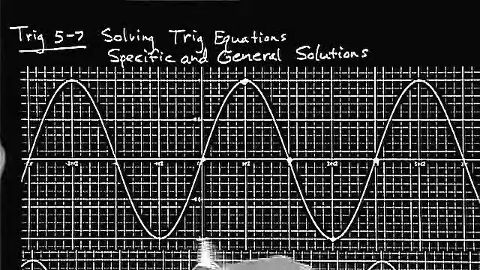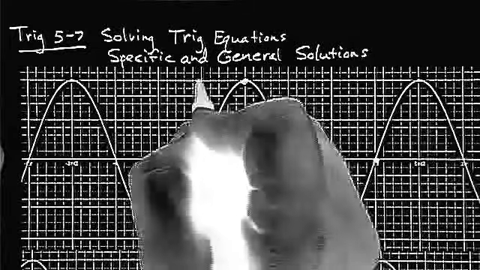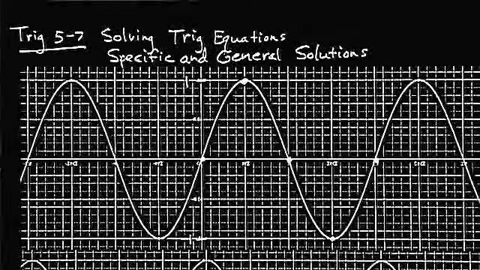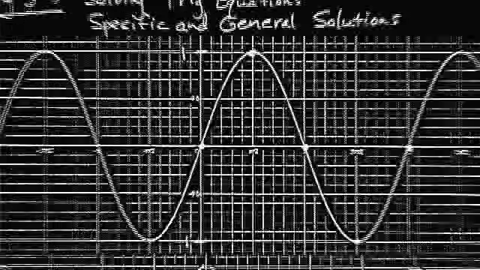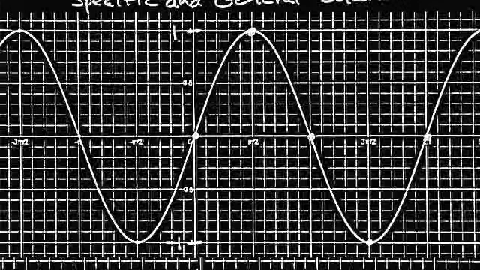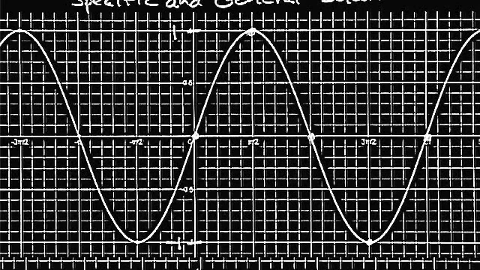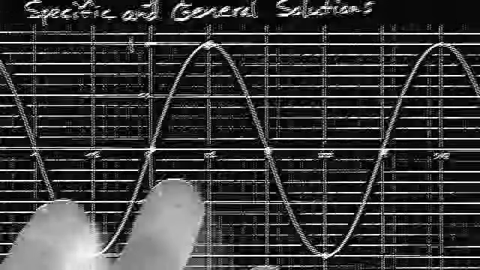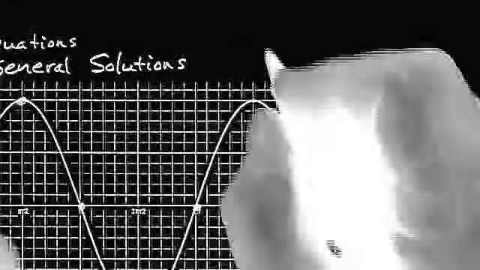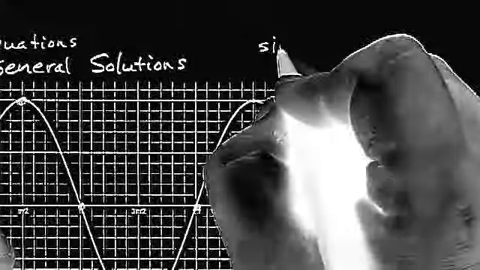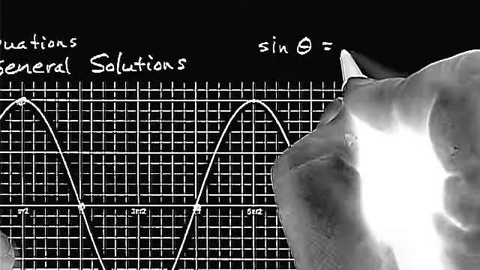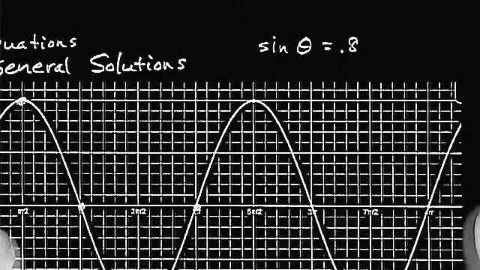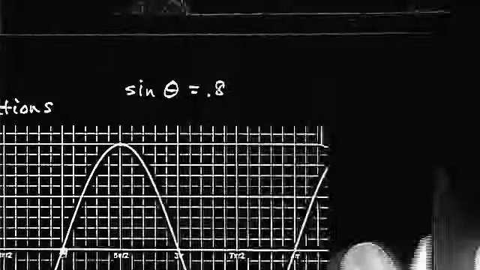Okay, and these values I'll highlight a little bit better here, 1 and -1. Hopefully it's not so bad to see. I'll zoom in a little bit so it's easier. So here's a sine function. Suppose I wanted to know when the sine of theta is equal to 0.8.